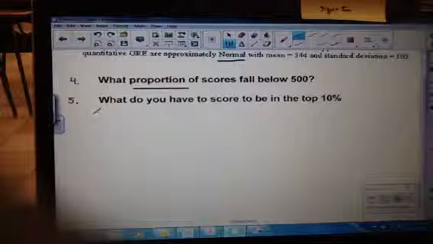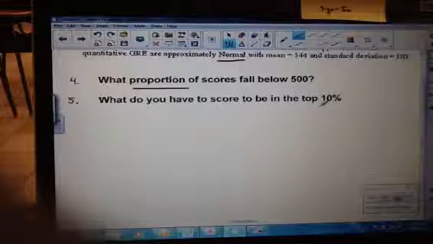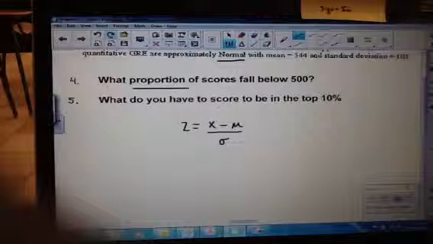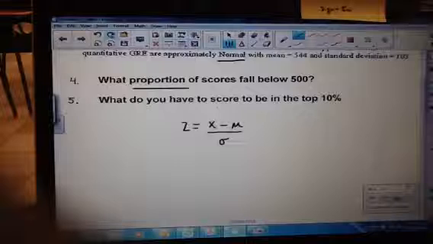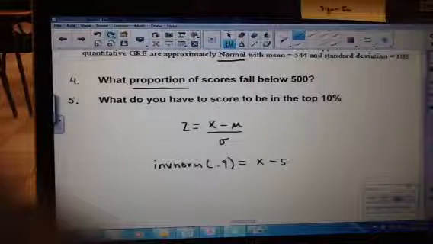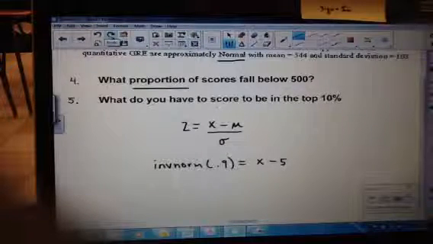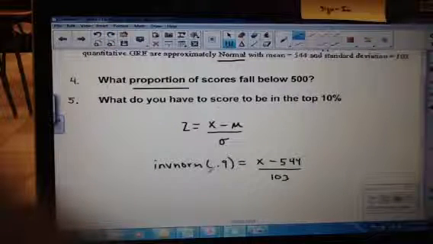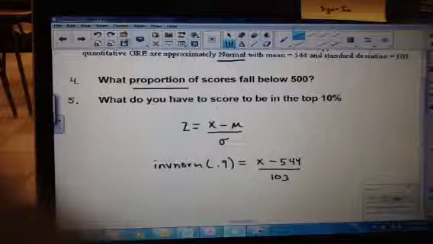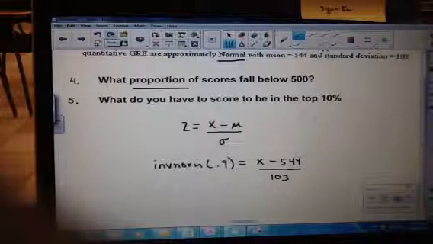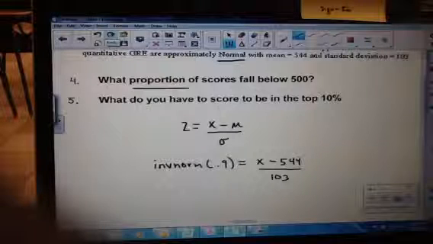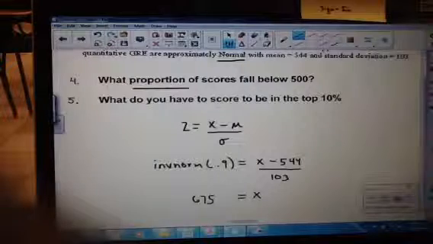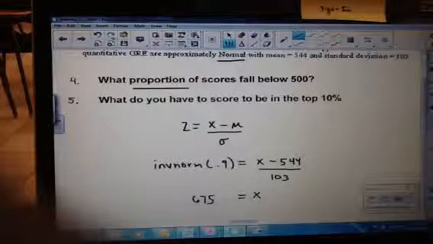Number 5, we want to be in the top 10%. So once again, I want to use this formula. But since I want to be in the top 10%, that means I want to calculate the 90th percentile. Inverse norm 0.9 will give you the Z-score for the 90th percentile, which will allow you to solve for X. So you should get about 675.